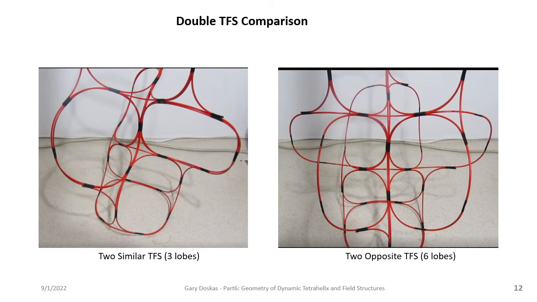Double TFS comparison. Let's compare the two different double TFS created in the previous videos. The structure on the left was created with two similar TFS and has only 3 lobes that surround the center of the structure. The structure on the right was created with two different TFS and has 6 lobes that surround the center of the structure.